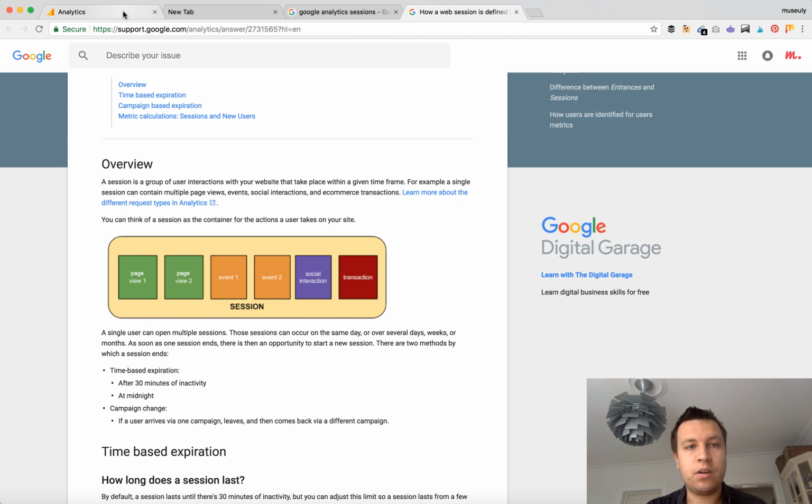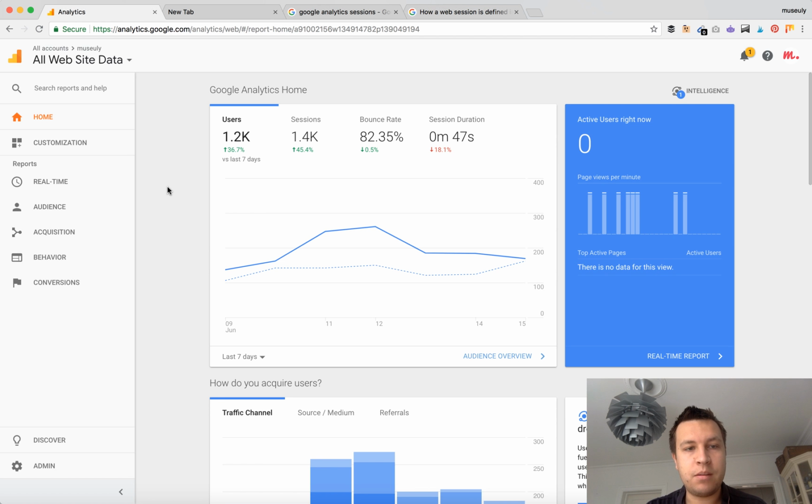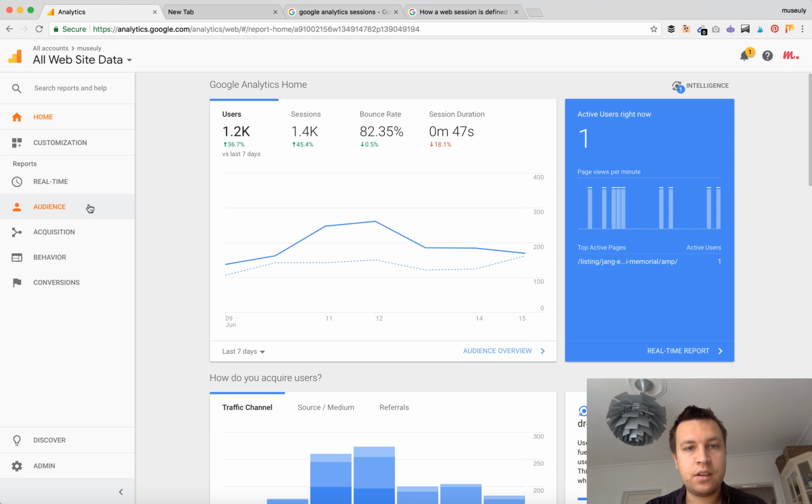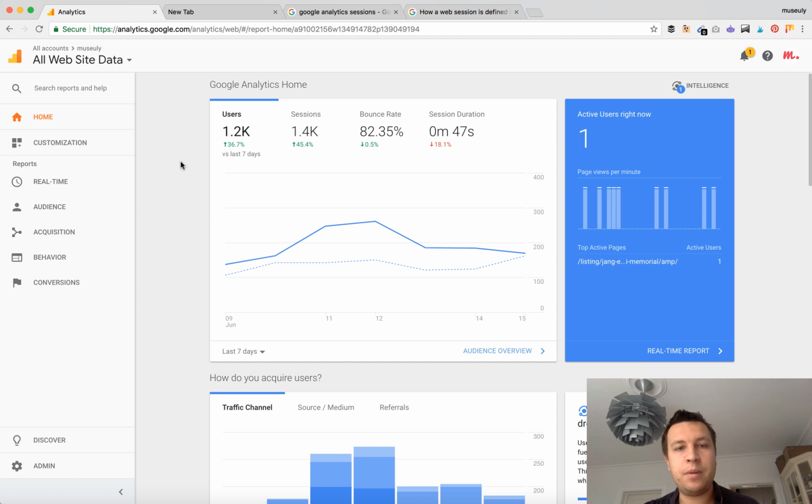So let's go to Google Analytics and see how it works. As you see now, the two most important metrics in your Google Analytics home are users and sessions. Users are basically unique visitors who go to your website, and sessions are these contained interactions they do on your website. Users will always be lower than sessions, obviously, because there can be 5 people who visit your website but did 7 or 8 sessions.